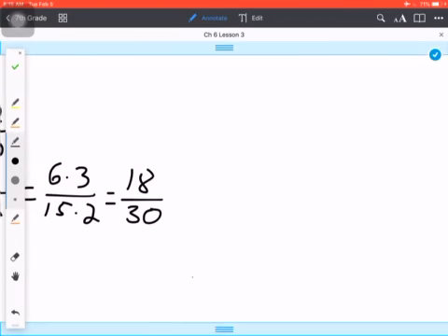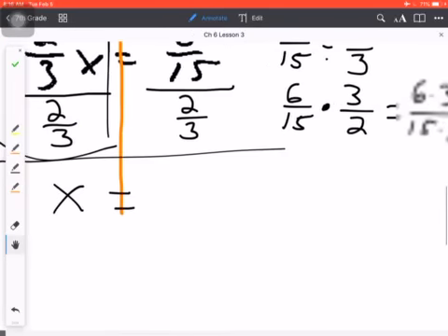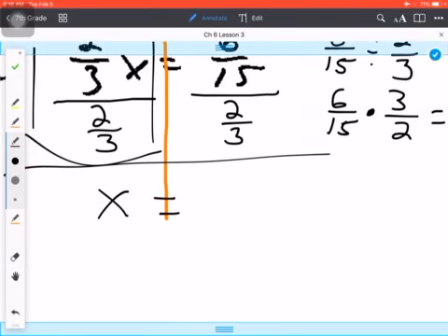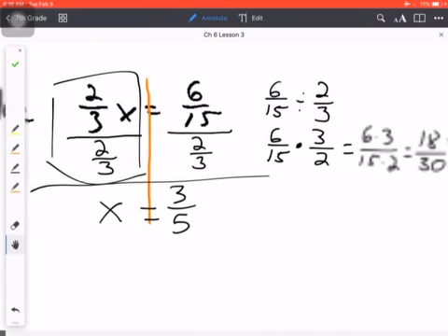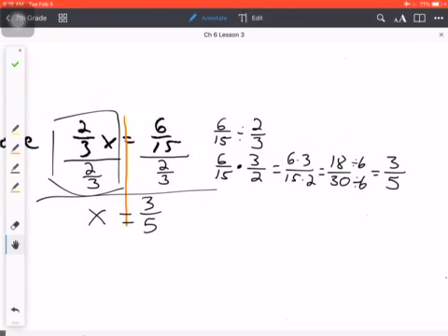Now there is a common factor here. Both 18 and 30 can be divided by 6. 18 divided by 6 is 3. 30 divided by 6 is 5. So now we can come all the way back over here and say that x is 3/5. So now if we look, that's a lot of work to solve one problem.